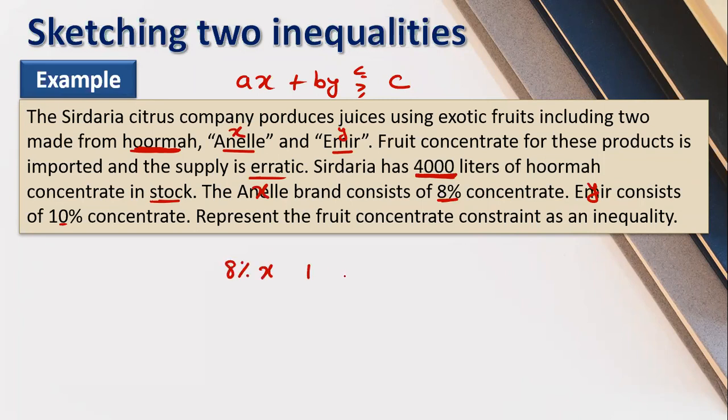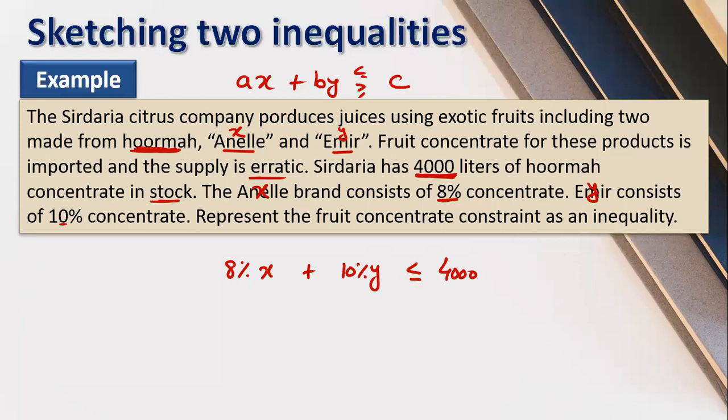8% X plus 10% Y, and we use less than equal to 4,000. And why we took less than equal? Because there is no keyword. Why we use less than? Because logically, if their total stock level is 4,000, how can we consume more than 4,000? So we cannot exceed 4,000. We can use less than 4,000, but we cannot exceed 4,000.